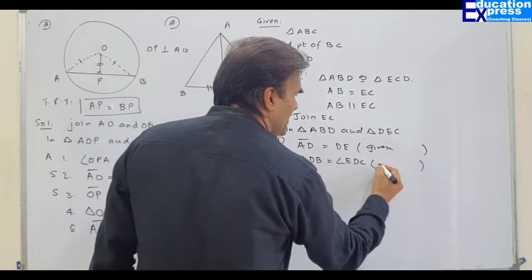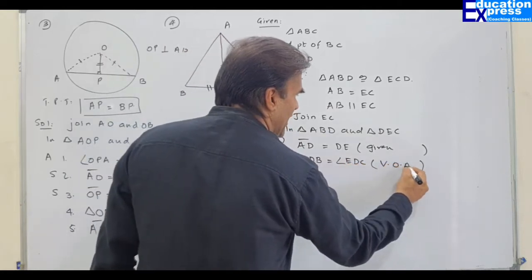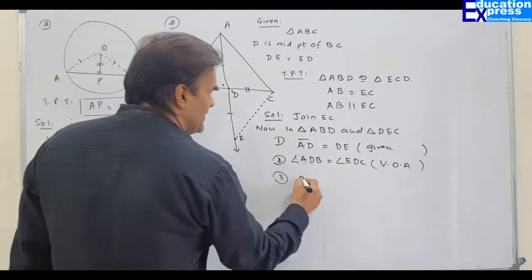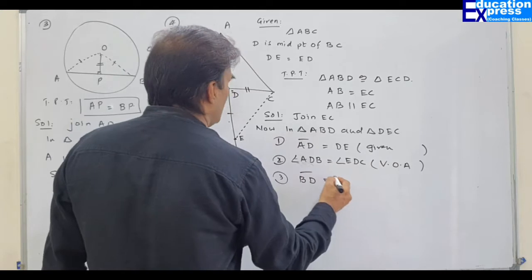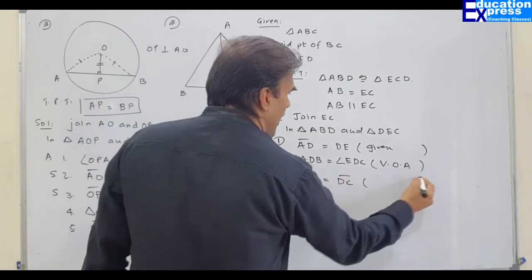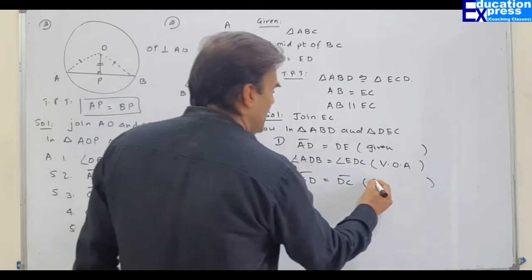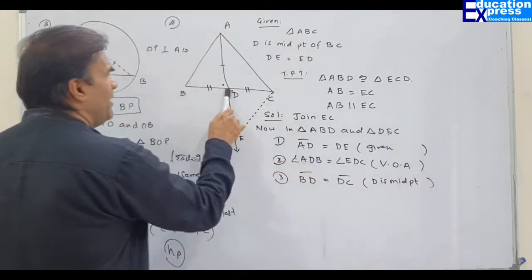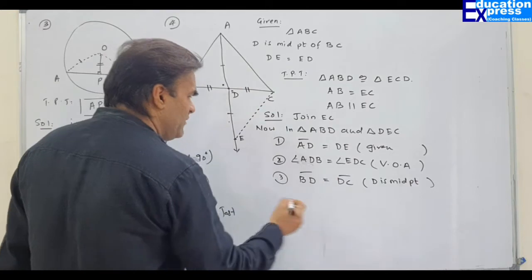EDC. We have already discussed vertically opposite angles. Point number 3: side BD is equal to side DC. Why? The simple reason is that D is the midpoint. Yes, D is the midpoint of BC. So all the reasons we have mentioned.